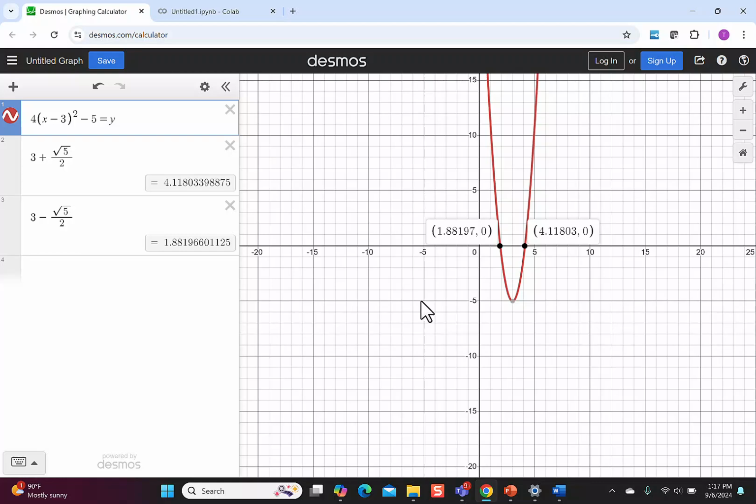Again, this is a great way to verify that you have the correct solution, but you want to make sure that you're putting in exact answers into the homework. You don't want to put in 4.11803 and 1.88197 as your solutions. You want to remember to put 3 plus or minus the square root of 5 over 2 so we have the exact answers to our quadratic equation. Remember here, we are using Desmos as a check, not as a solver.